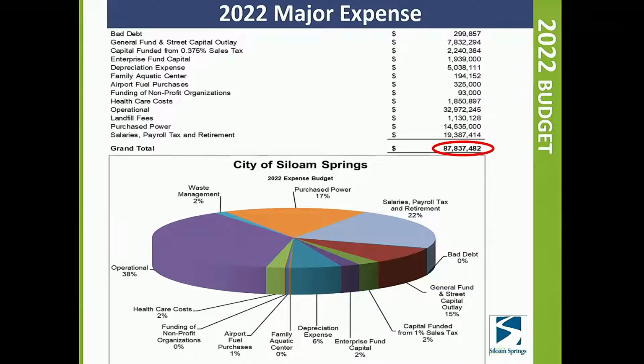2021 was higher and included Main Street design and the Sager Creek stream mitigation. Are there any questions related to this fund?